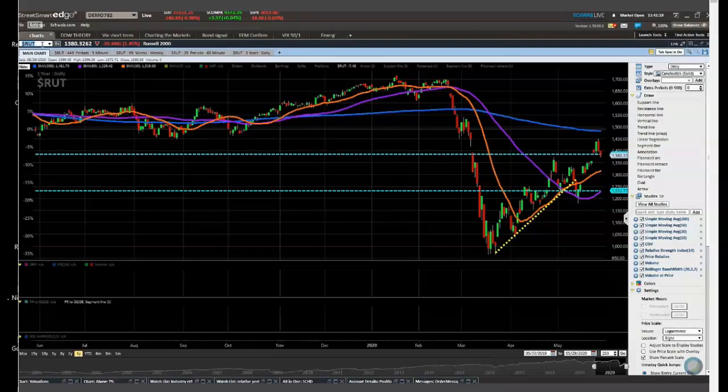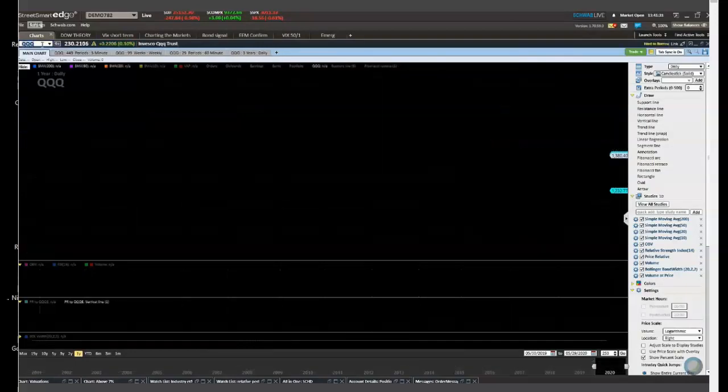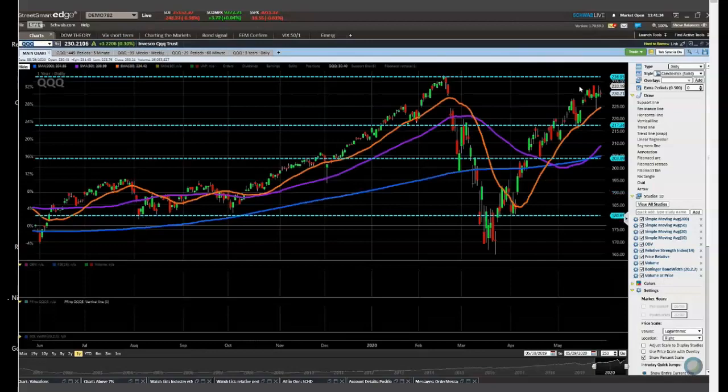I do see where you're saying, and I don't want to see this thing start to peek back in and fill the gap that it just created over the last week and a half. Yeah, I don't want to see that either. We had a question on a lot of tails on the QQQ.